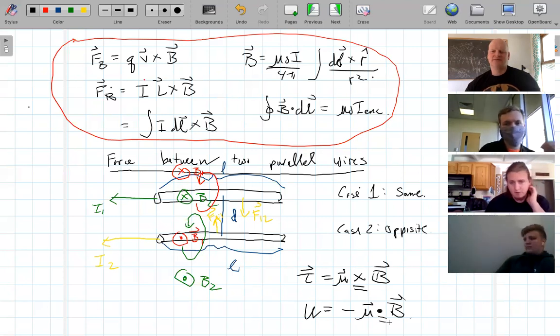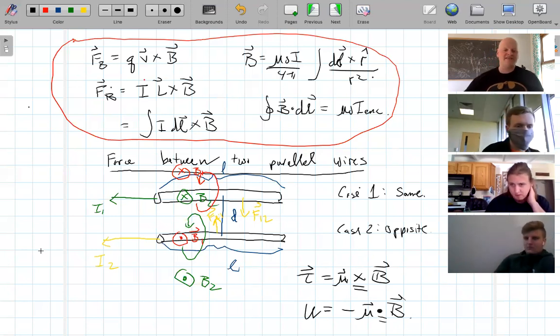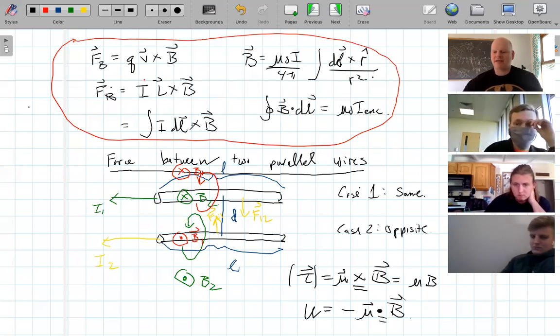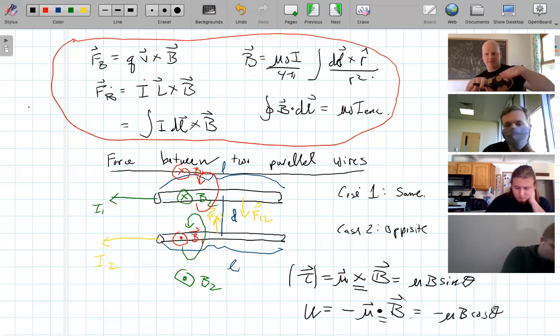Yeah, and then which one's which? Is the cross the cosine, or is the cross product? Cross is always with the sine. So the magnitude of this would be mu times B times sine of the angle. And the dot product is minus mu times B times cosine of the angle. Just remember that cosine means two things are parallel, and cross products mean two things are perpendicular.